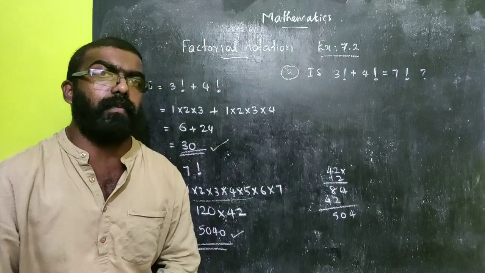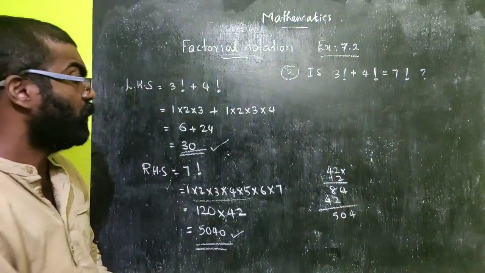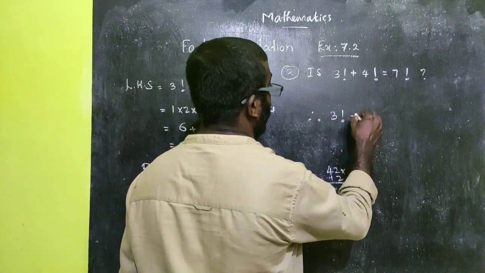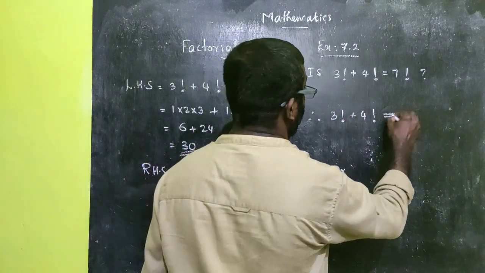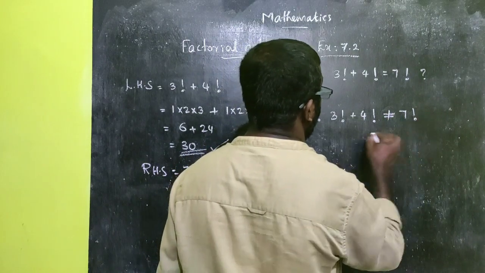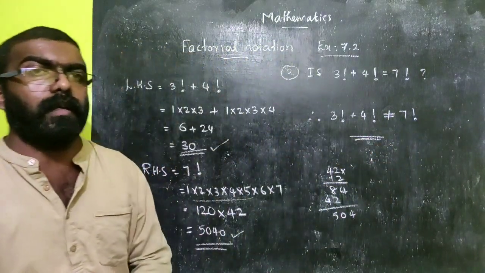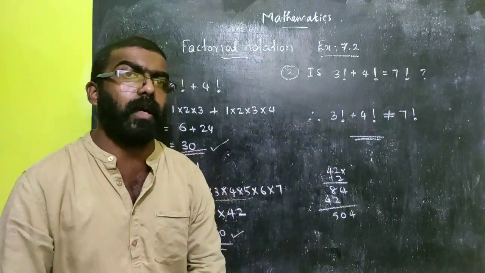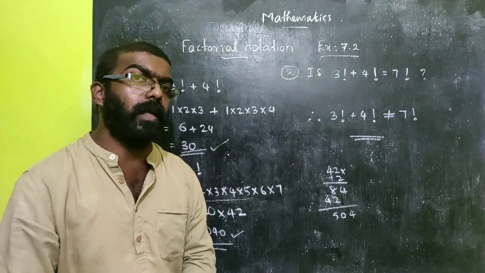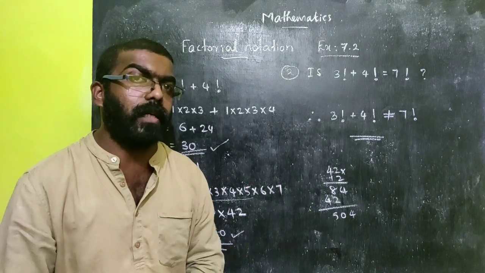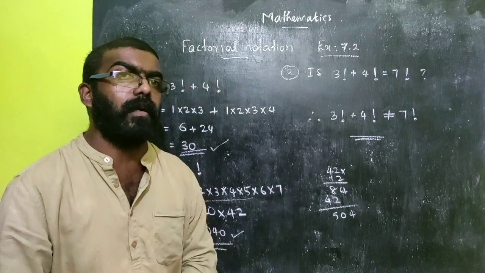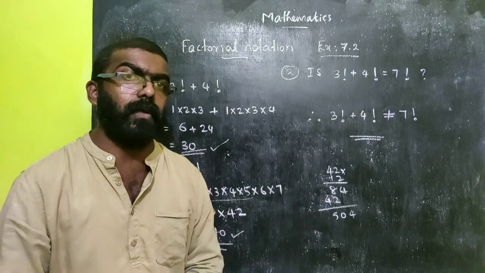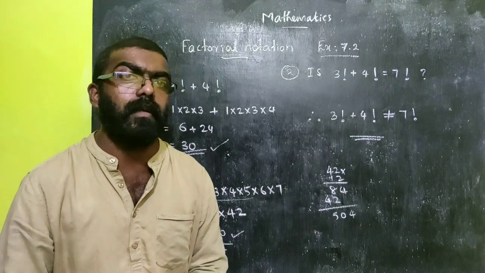3 factorial plus 4 factorial is not equal to 7 factorial. Therefore, we can write 3 factorial plus 4 factorial is not equal to 7 factorial. So which implies that we cannot add or subtract these factorial numbers. That means 3 factorial plus 4 factorial, we cannot write it as 7 factorial. 3 plus 4, 7. That type of addition is not possible in the case of factorial numbers or factorial notation. Understood?